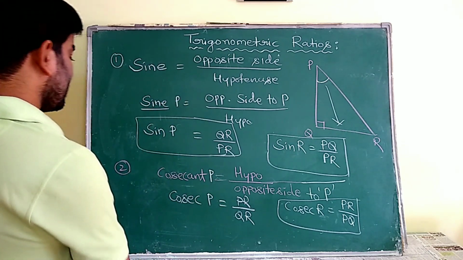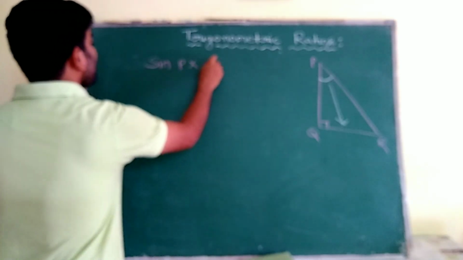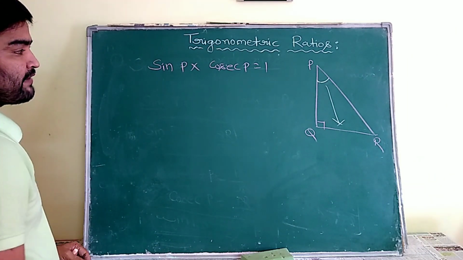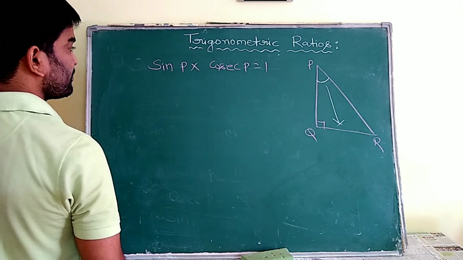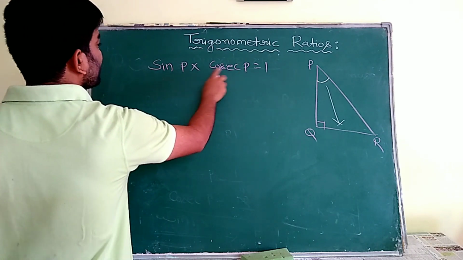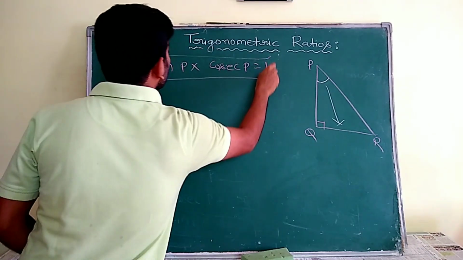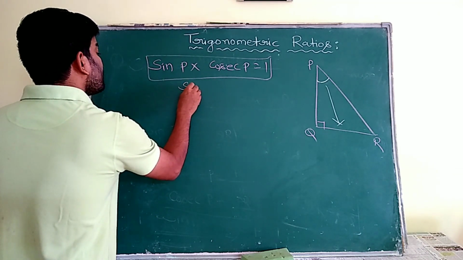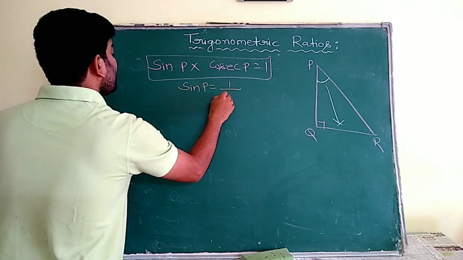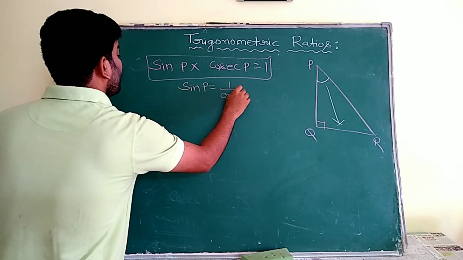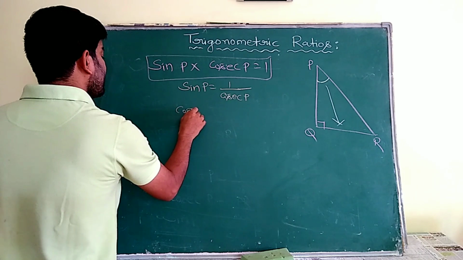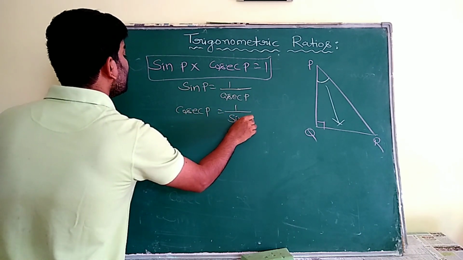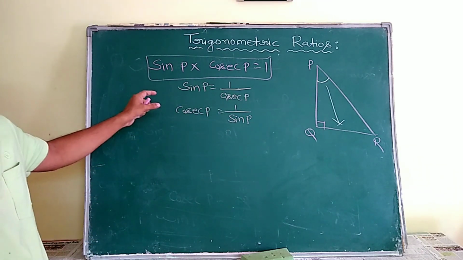So our observation is sine P into cosecant P is equal to 1, because sine P and cosecant P are reciprocal to each other. We have to remember this. From this I may write sine P is equal to 1 by cosecant P, or cosecant P is equal to 1 by sine P. So these are the observations here.